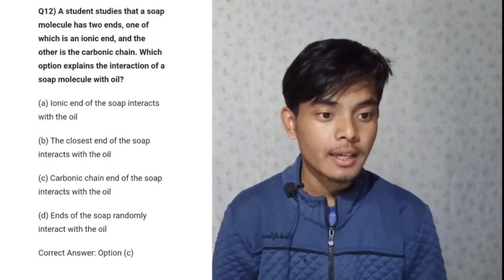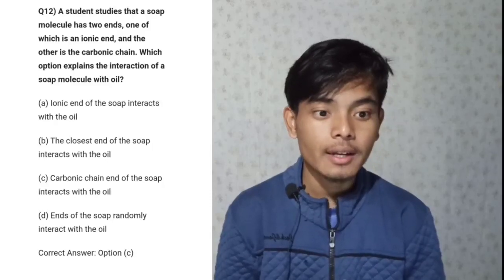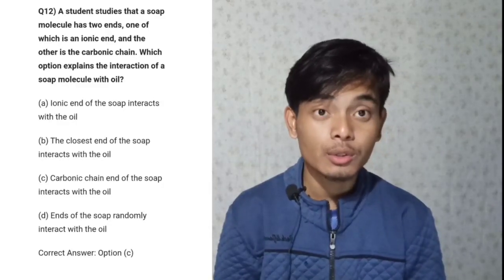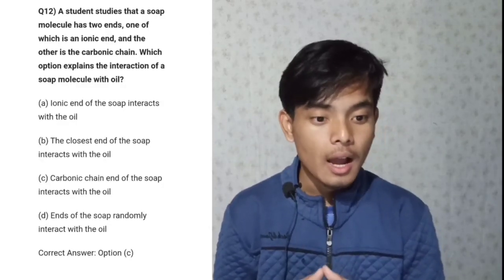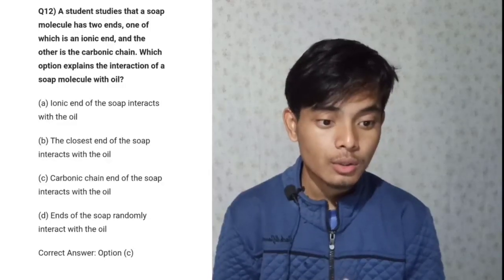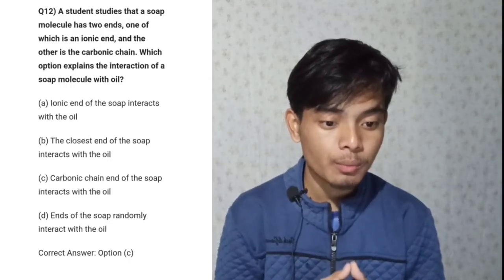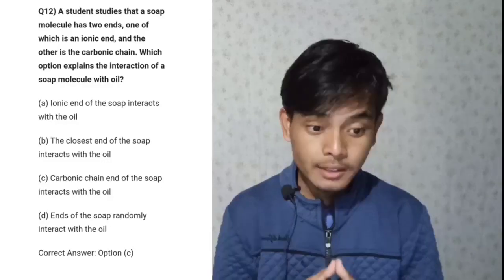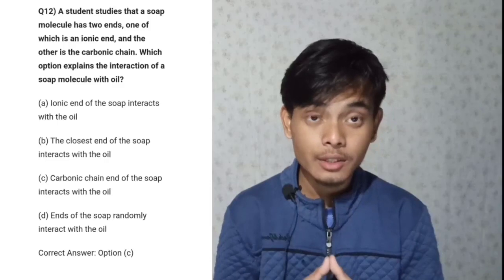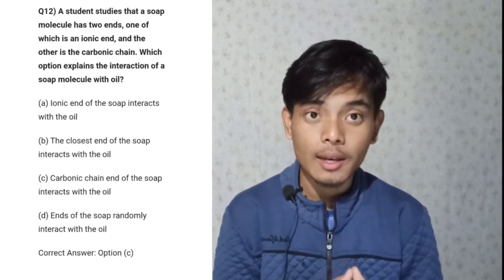A student studied that a soap molecule has two ends, one which is an ionic end and the other is a carbonic chain. Which option explains the interaction of the soap molecules with oil? Ionic ends of the soap interact with the oil. The closest end of the soap interacts with the oil. The carbon chain ends of the soap interact with the oil. Or ends of the soap randomly interact with the oil. So your answer is option C, carbonic chain end of the soap interacts with the oil.